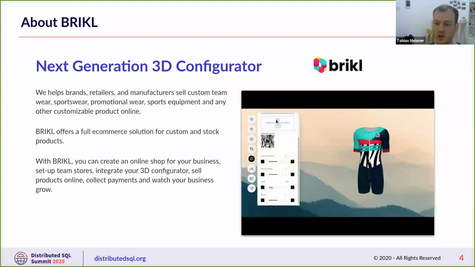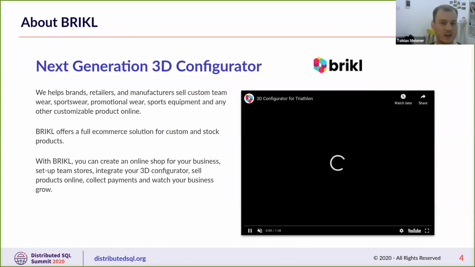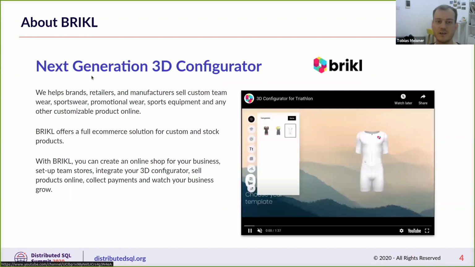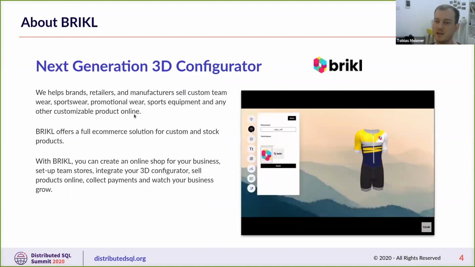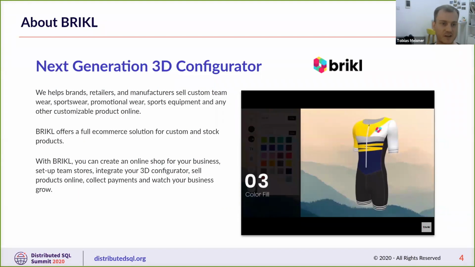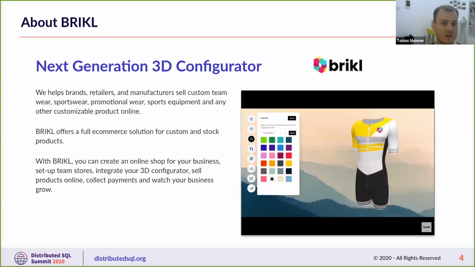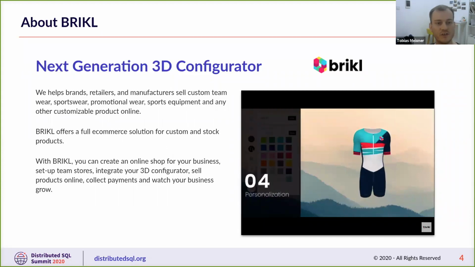So talking about the migration journey for BRIKL, I just want to give an introduction about what BRIKL is about. BRIKL is a next generation 3D configurator. And you can see some impression of the 3D configurator here on the right-hand side. And let me tell you a bit more about what we do. We help brands, retailers, and manufacturers alike to sell custom products online. And that's mostly sports wear these days, which can also be promotion wear or sports equipment that is made available for universities, sports clubs, and so on.